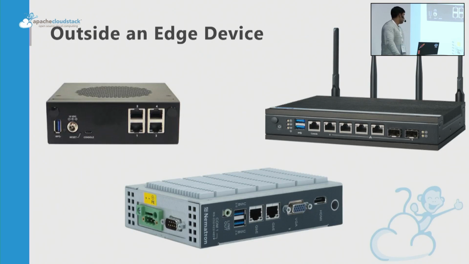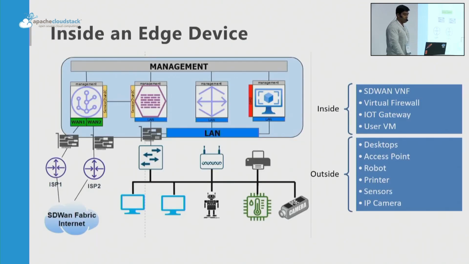Next, we can see outside, in physical form, an edge device could look like one of these. It might have a few CPU cores and storage themselves. So these could be a basic example of an edge device. Inside, it could be quite different. It could be using SD-WAN VNF, virtual firewall, running some user VM. So this could be a basic edge device we can think of.